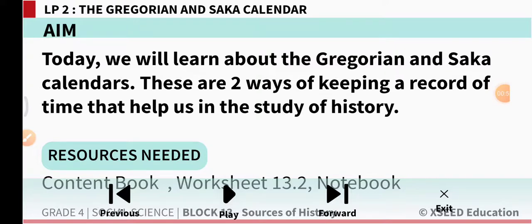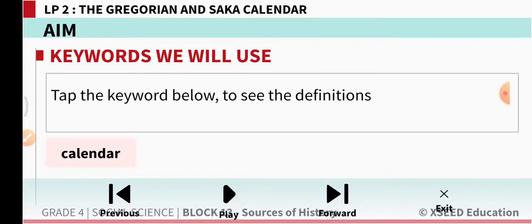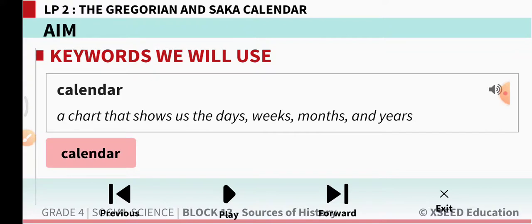We will learn about the Gregorian and Saka calendars. These are two ways of keeping a record of time that help us in study of history. What is the meaning of the word calendar? A chart that shows us the days, weeks, months and years.